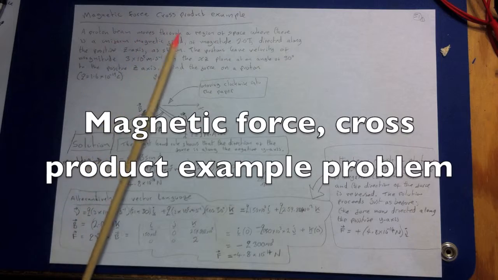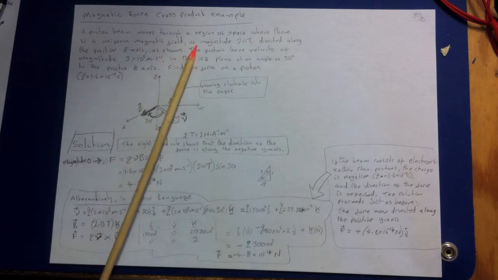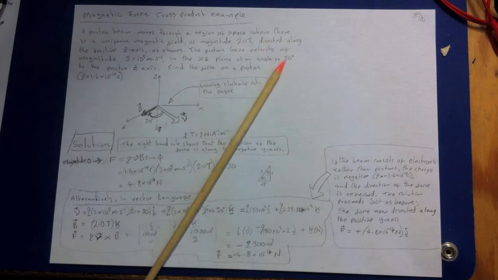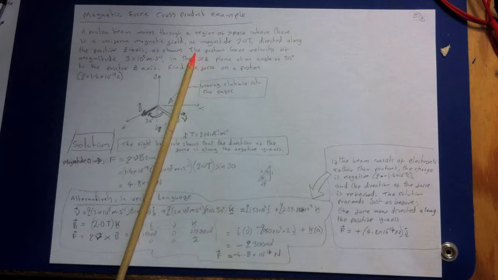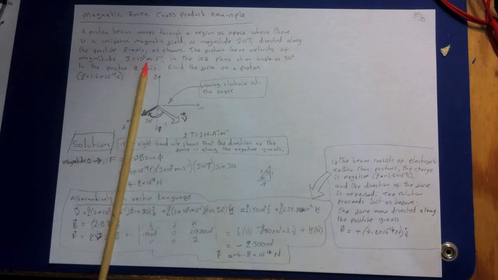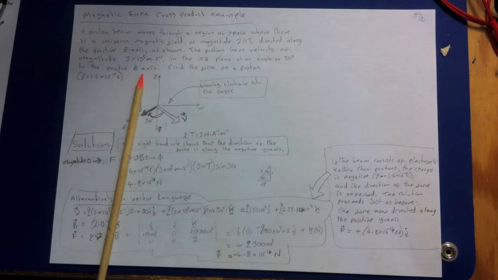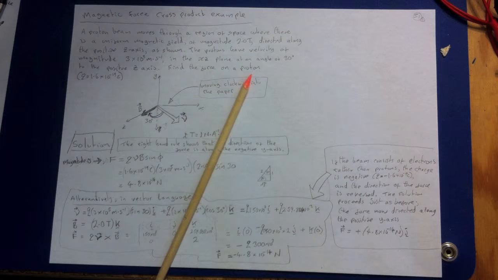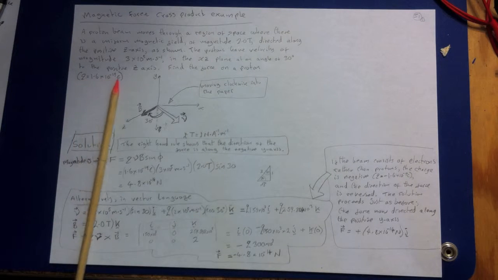A proton beam moves through a region of space where there is a uniform magnetic field of magnitude 2 Tesla directed along the positive z-axis, as shown in the diagram. The protons have velocity of magnitude 3 times 10 to the 5 meters per second in the xz plane at an angle of 30 degrees to the positive z-axis. Find the force on a proton with charge 1.6 times 10 to the minus 19. That's the standard electron charge.